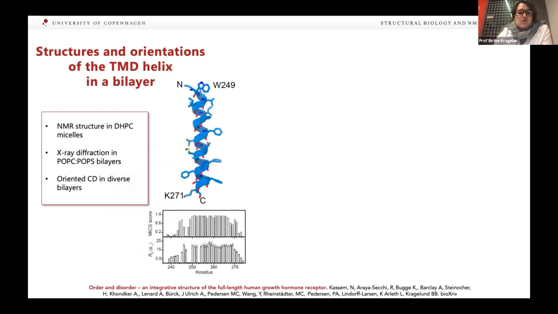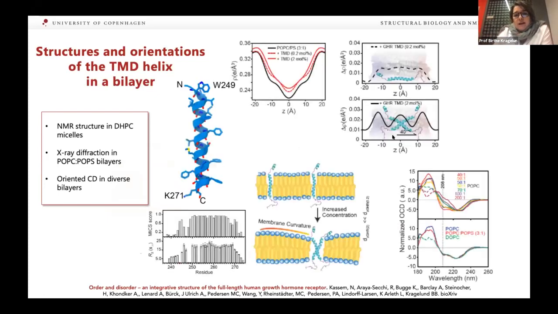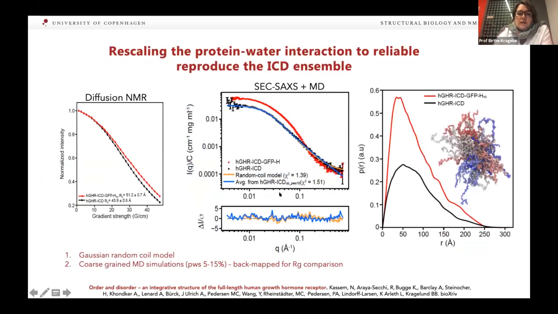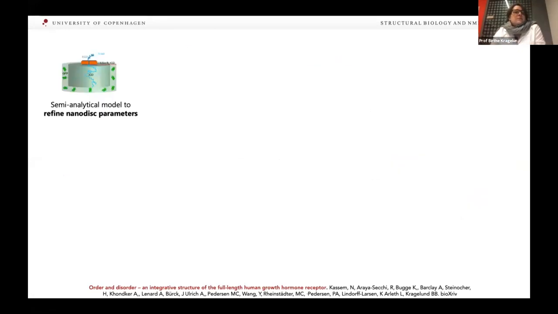using a combination of NMR structure determination, X-ray diffraction in lipid bilayers, but also oriented CD in lipid bilayers to see how they were. And we also recorded the SAXS on the intracellular domain, and you can see that we can remodel the intracellular domain by using a Gaussian random coil. But also what was important was that we reweighted the protein water interaction. And I'll just go on, because what we then did was build a semi-analytical model to refine the nanodisc parameters.